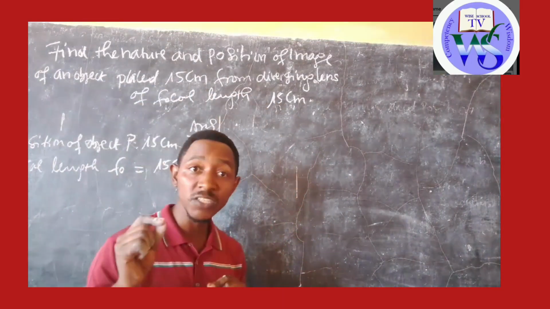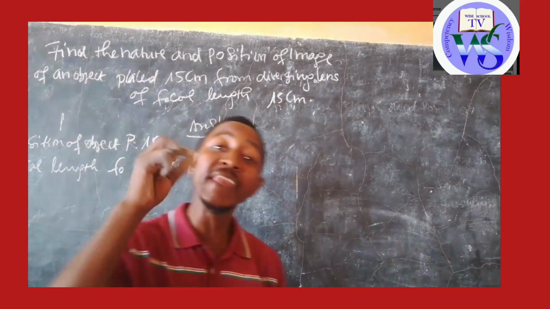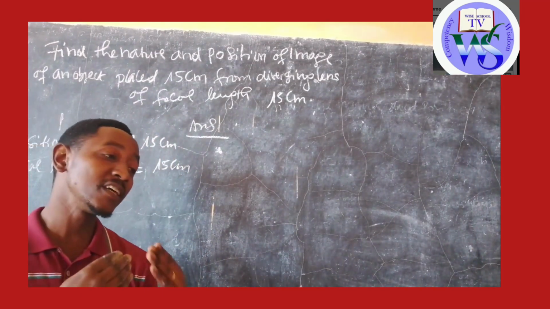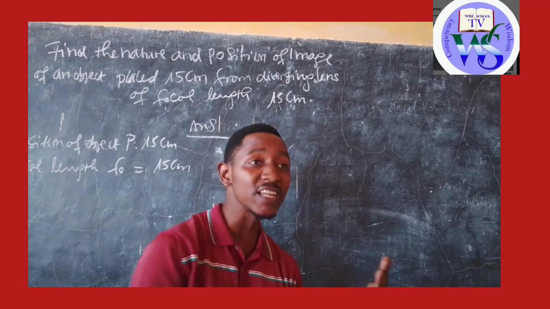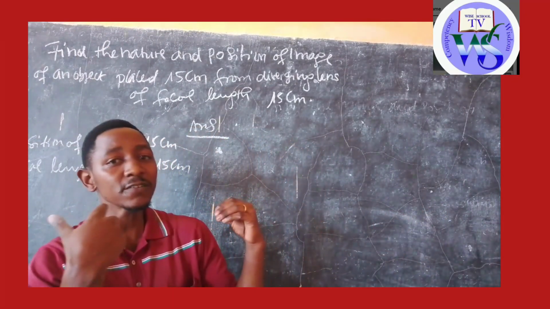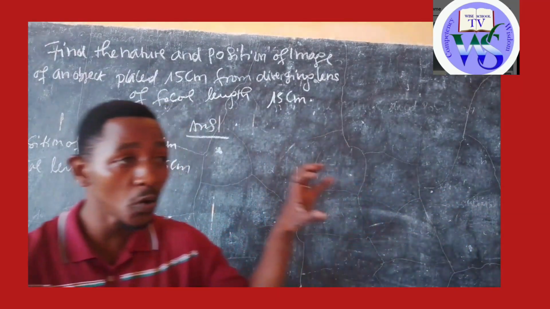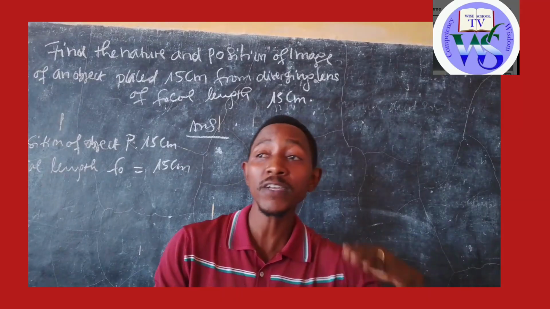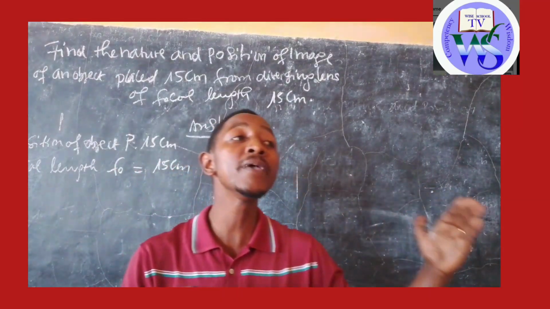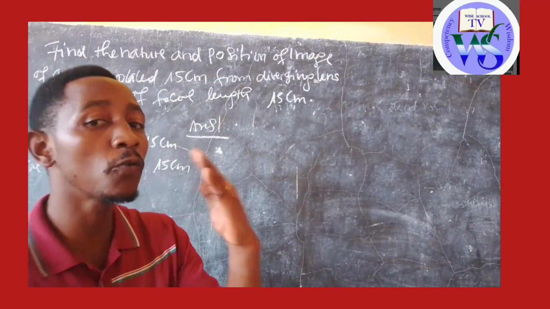Remember the difference between the diverging lens and the converging lens. When we have a diverging lens, we have a negative focal length. A diverging lens diverges the rays, it does not converge them. It diverges the rays that come onto the lens. It always forms a virtual image, and the image is located on the same side as the object.